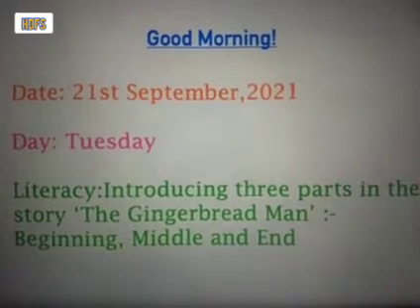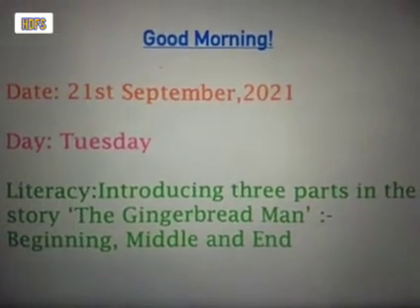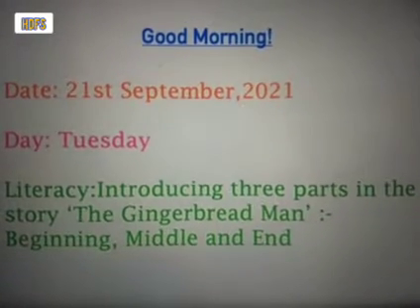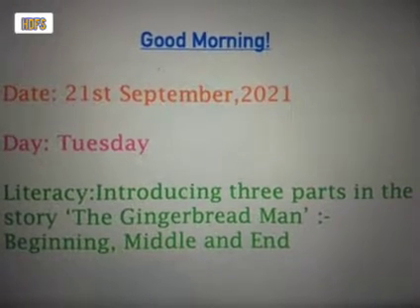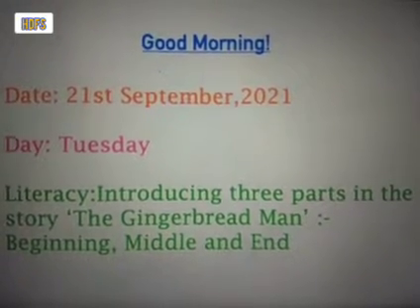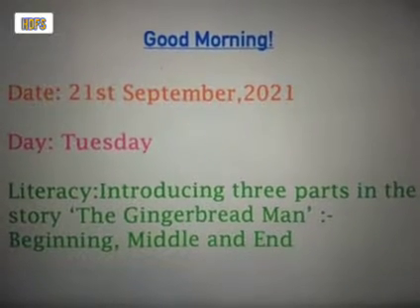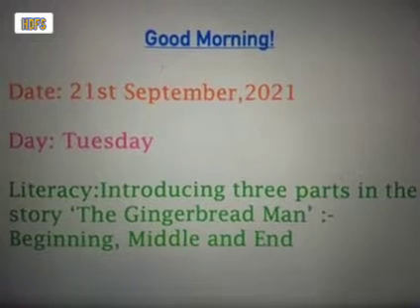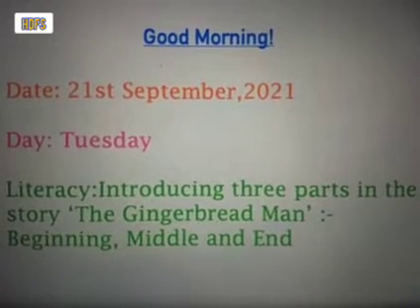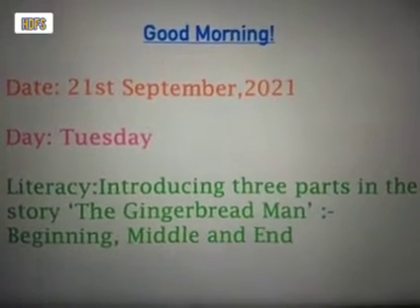Today's day is Tuesday, and in literacy I am going to introduce to you the three parts of any story. Okay, so every story has three parts. It's called the beginning, the middle and the end. So today I'm going to introduce you to the three parts in the story The Gingerbread Man.